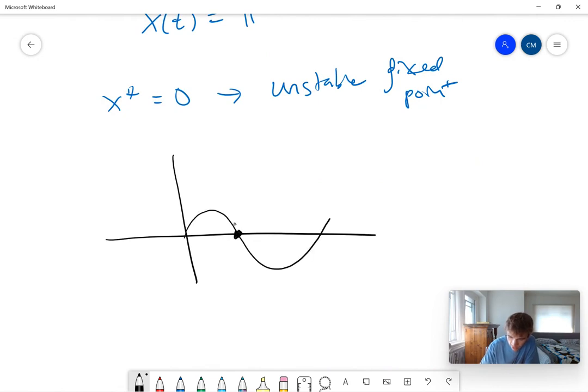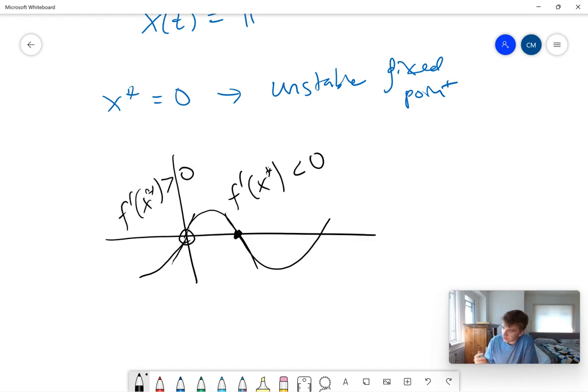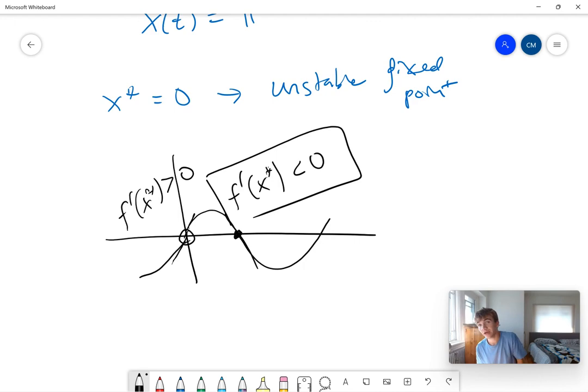If I look at the slope of f of x here, I can see that f prime of x star is less than 0, okay? And it turns out that this is stable, and at the unstable fixed point, f prime of x is positive. This is actually an important feature, and this will always be the case. So we can always determine the stability of a fixed point by just looking at the sign of f prime at that fixed point, okay? And this is super useful.